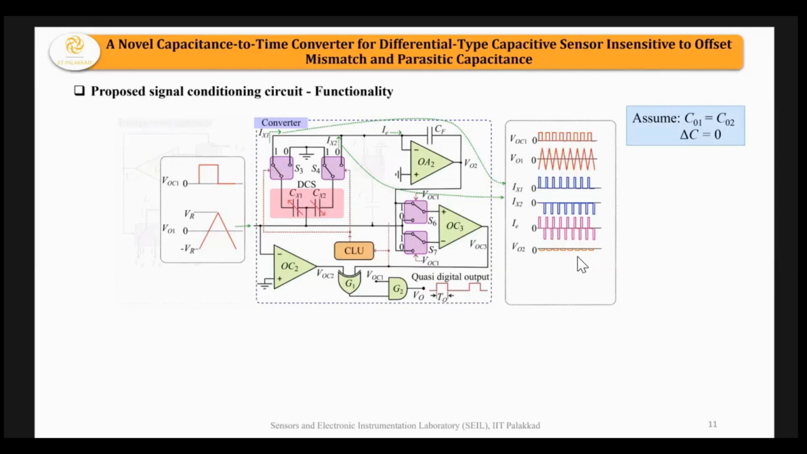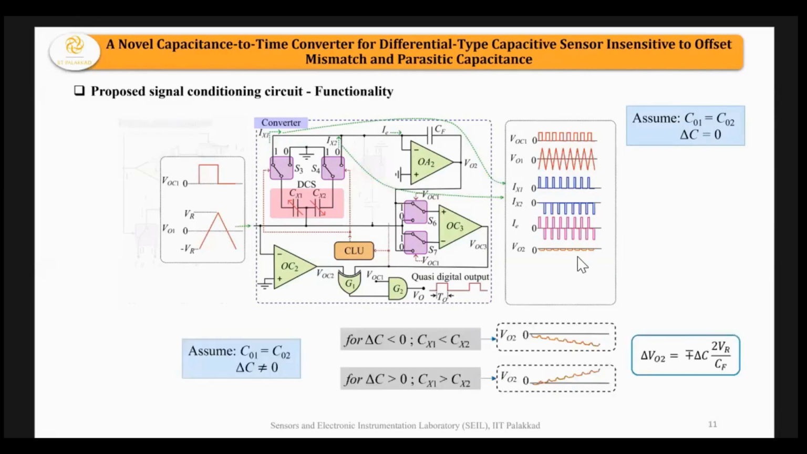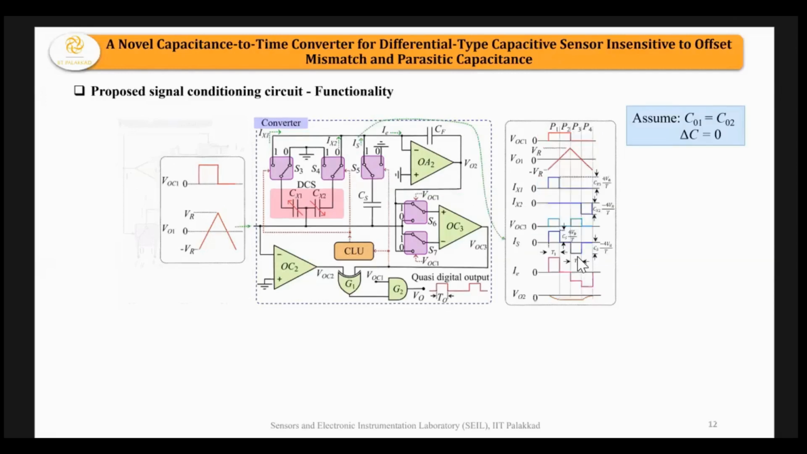Now what happens when delta C is not equal to 0? Then the currents IX1 and IX2 won't be equal, so the voltage V02 will increment in either the positive or negative direction, as shown here, and ideally it will go to some large value. To compensate for that, we introduce the capacitor CS. It works like a feedback, connected to the integrator through the switch S5, which is controlled by the comparator circuit OC3. OC3 compares the triangle wave and the output of the integrator.